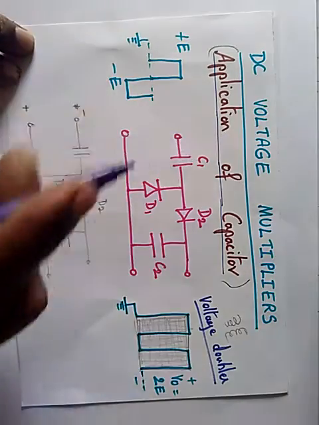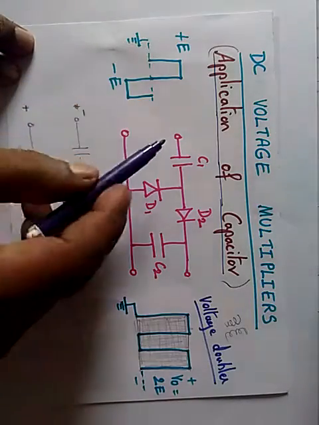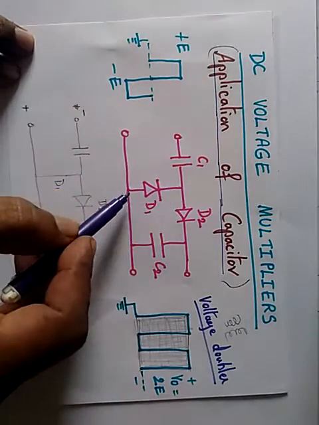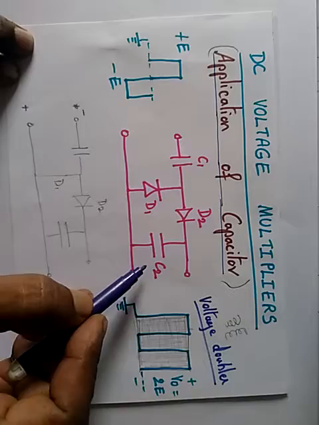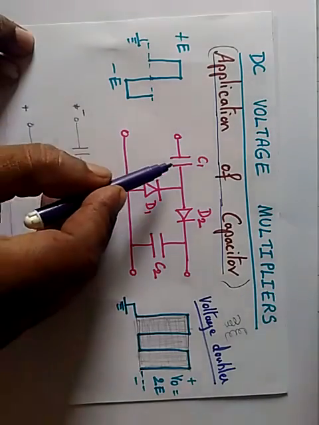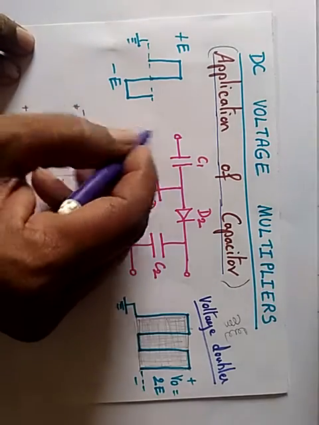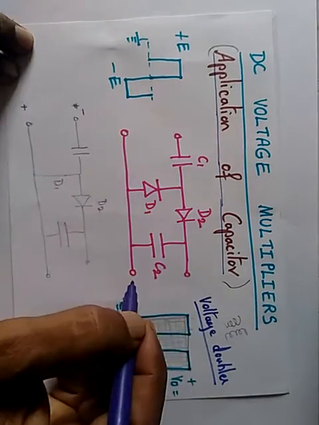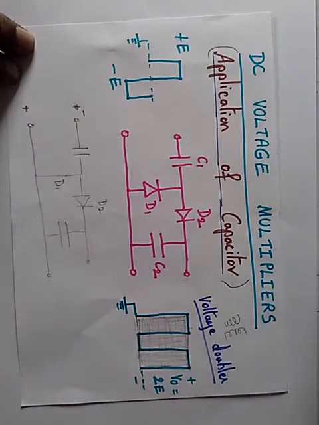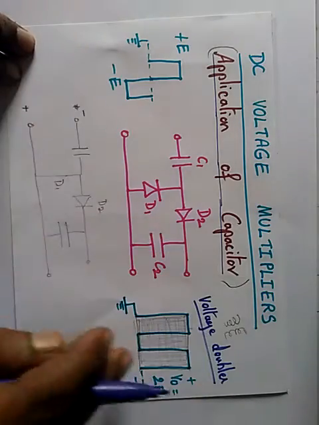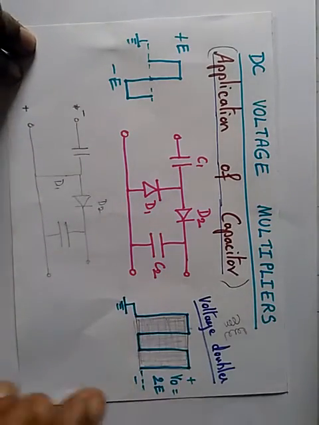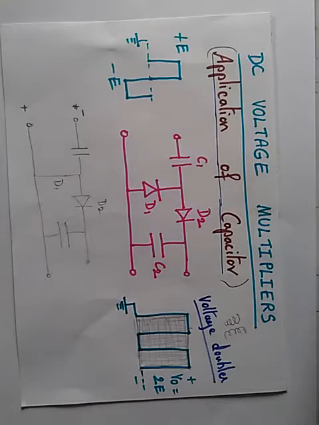This voltage is given to this circuit. So we have capacitor C1, D1, D2 and C2. Note down the direction of diodes D1 and D2. These two terminals are the input and these two terminals are the output. Now we will see the working principle, how we get this 2E.